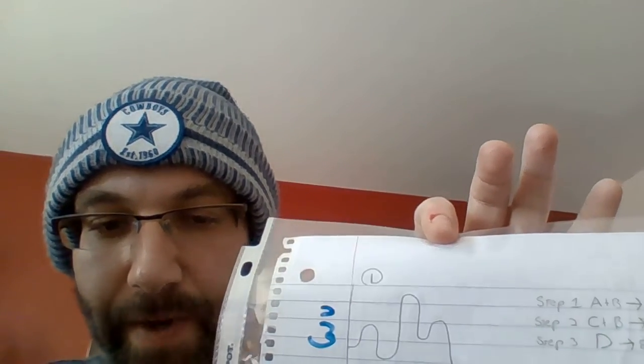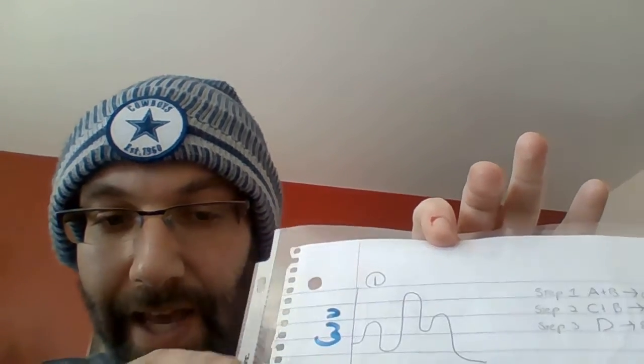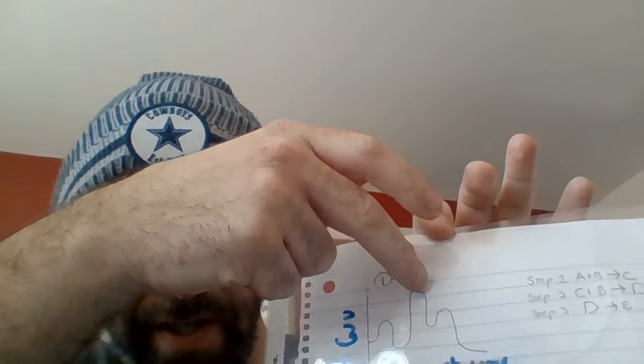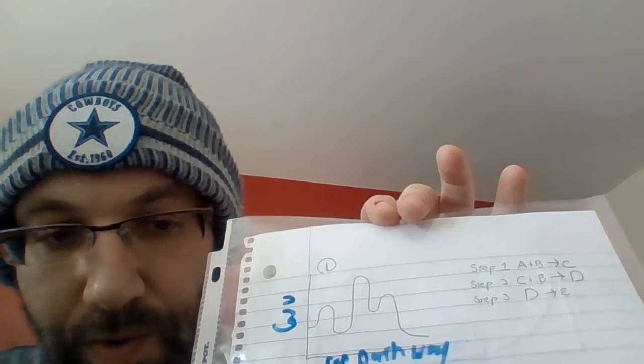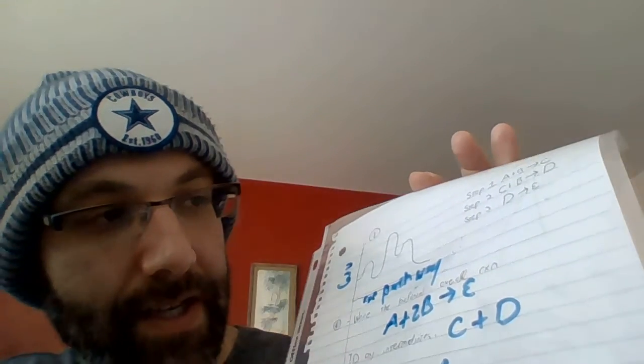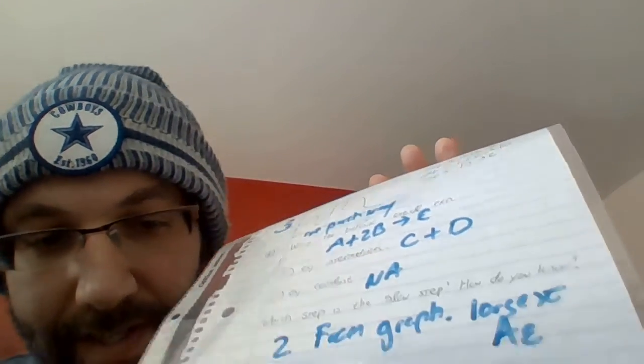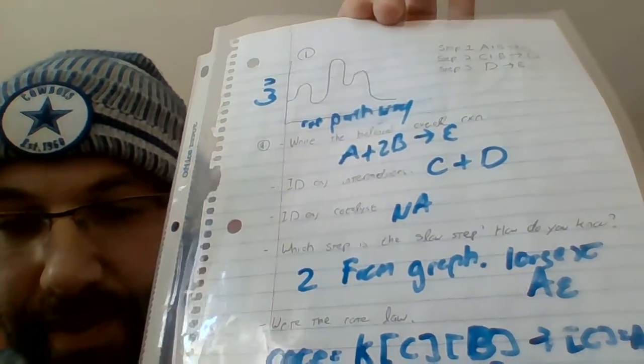Right. The rate law. So, we can look by determining that the second step has the largest activation energy. All right, we know that's the rate determining step. So the rate law would be rate equals k times C times B. All right, and that's what I have right there.